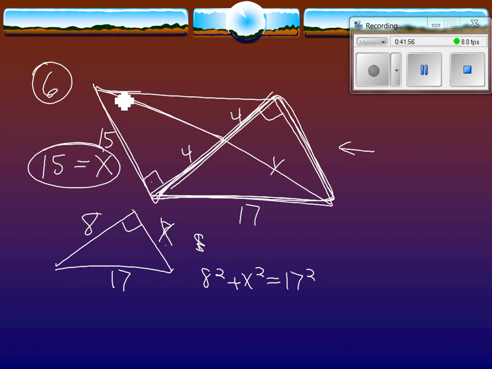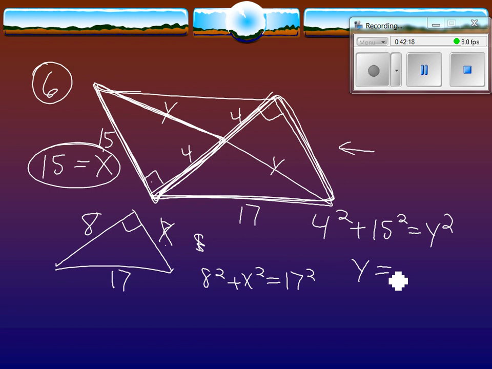What kind of triangle do we have right here? Right triangle. We know this side's 15, this side's 4. How long is this part over here? Y. Could we do Pythagorean's theorem again? Yeah. Tell me how to set it up. 4 squared plus 15 squared equals y squared. Somebody solve that. Figure out what y is.